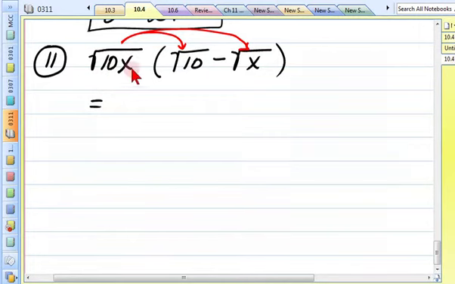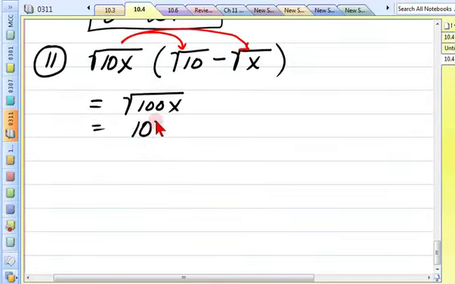Square root of 10x times square root of 10 gives me the square root of 100x. Could we go ahead and simplify that? What's the square root of the 100 factor? 10. So that's rational 10 times the square root of x. Looking back up here, it was square root of 10 times square root of 10, so it should have popped out as 10. And then the square root of x stayed in there.